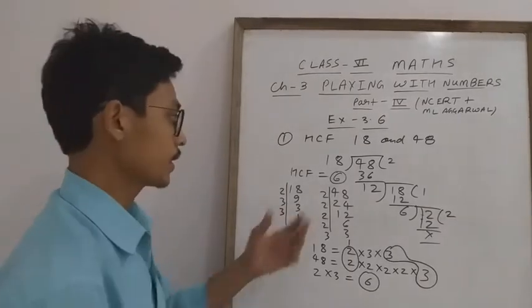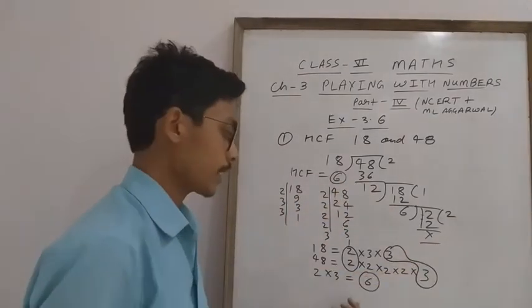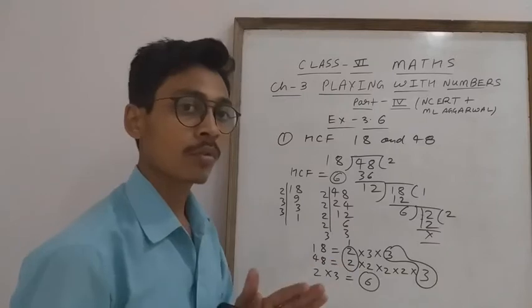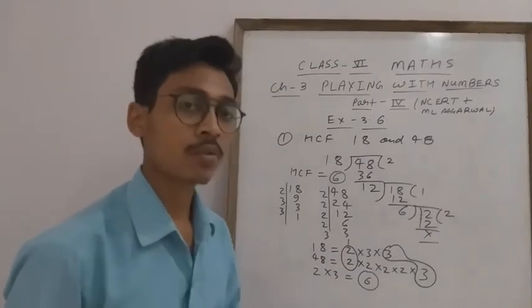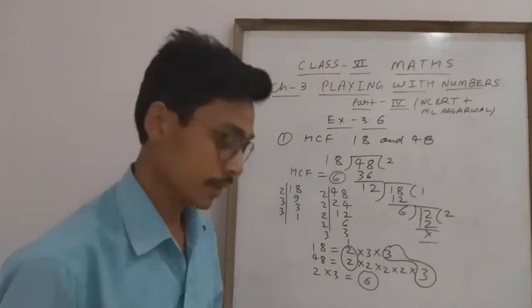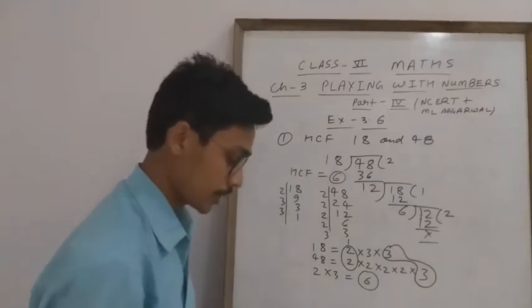Okay everyone? See, the division method is very easy, and prime factorization is also very easy. It depends on you which method you apply. If it is not mentioned in the question, you can apply any method. Clear everyone? Now move to the next question, students.